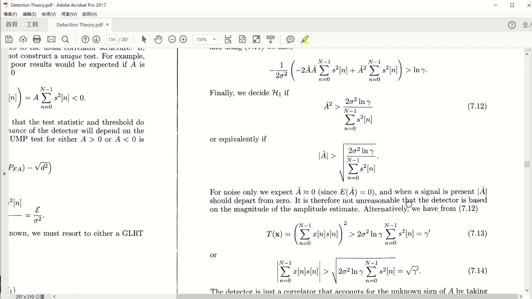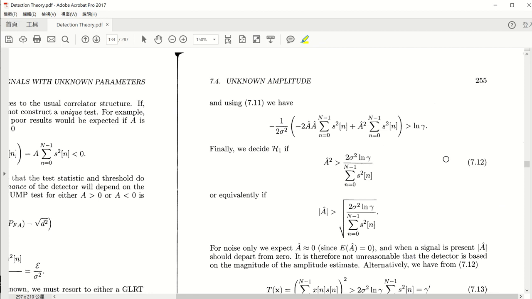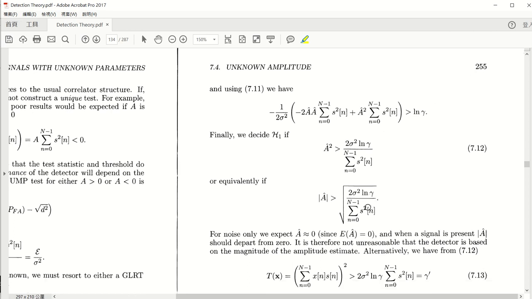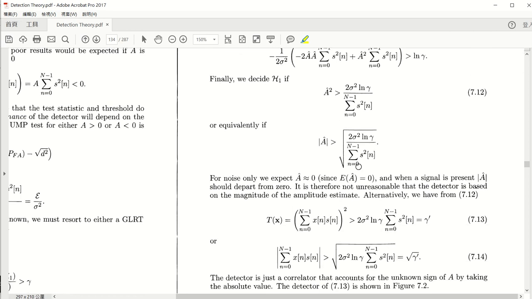And now the data calculates A hat. Then A hat serves as a proxy for the data. So A hat square is larger than this, and all those things are known, right? This is to be set, and this is known a priori. So equivalently, if we take A hat absolute value larger than this, then we will decide H1. That's sort of the GLRT detector.